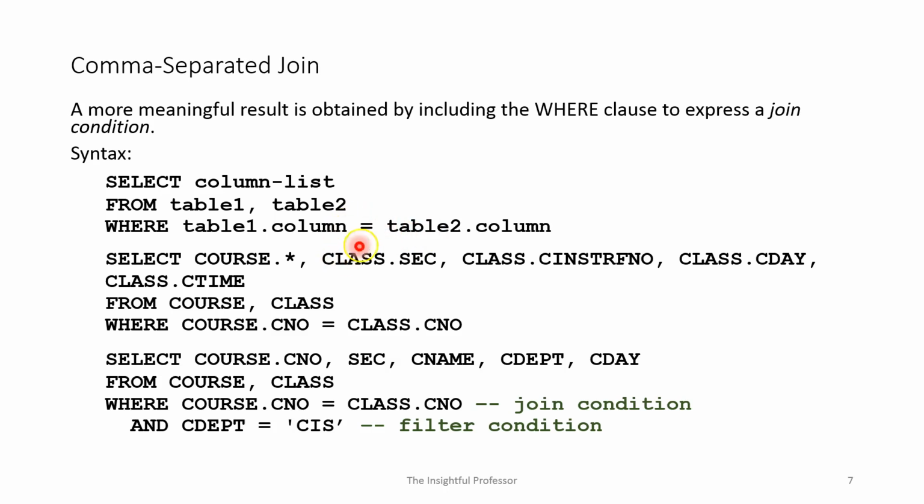We don't have to use equality. We can use any relational operator, such as greater than, less than, not equal, whatever makes sense for our particular objective. So in this example, we're saying give all of the columns from the course table plus selected columns from the class table, and we express the two tables here, and then the where clause says how to relate them.